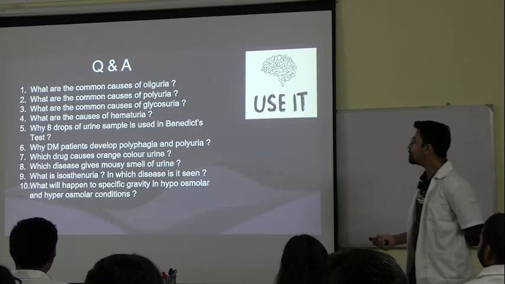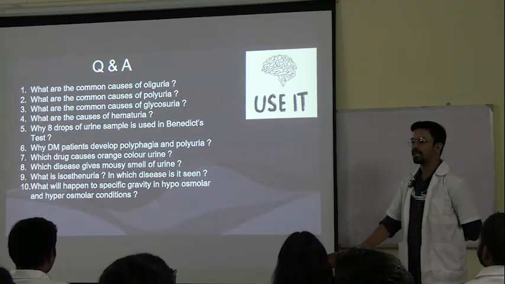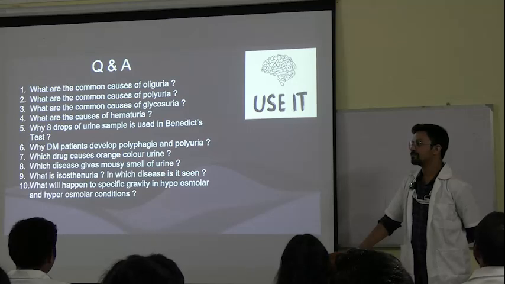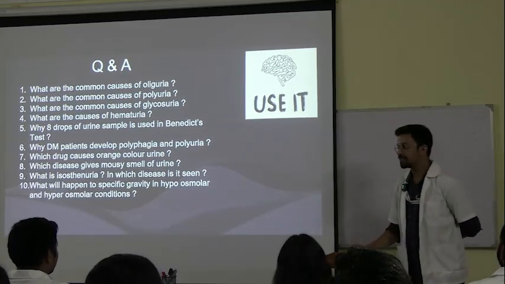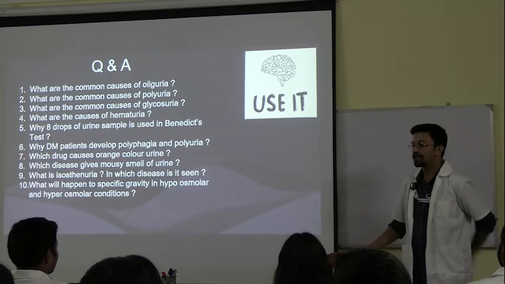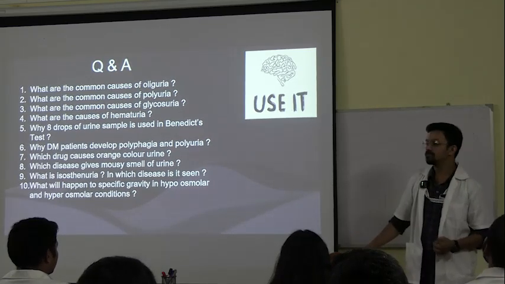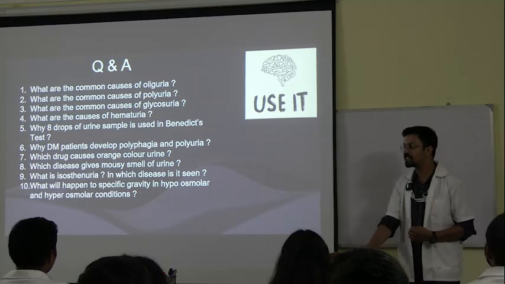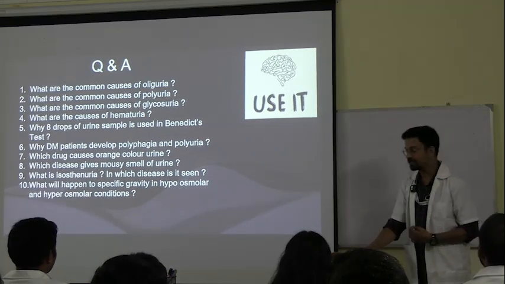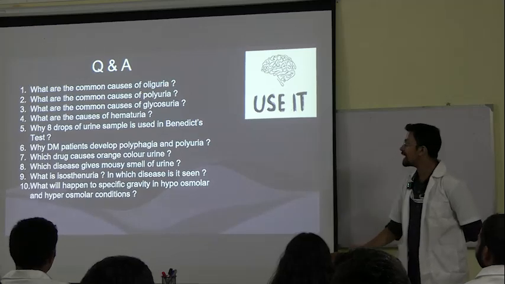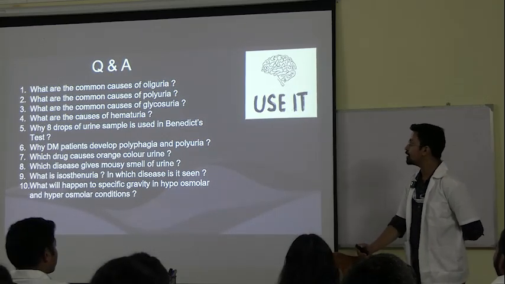So, why do DM patients develop polyphagia and polyuria? What is polyphagia and polyuria? Anybody has any idea? Eating. The urge of eating more, that is polyphagia. Polyuria, too much urination. And polydipsia, too much drinking of water, too much thirst. Yes, exactly. So why do they develop polyphagia and polyuria? Okay. Why polyphagia and why polyuria?